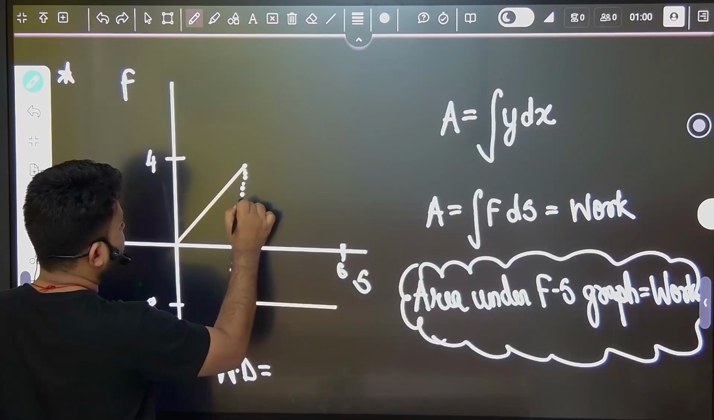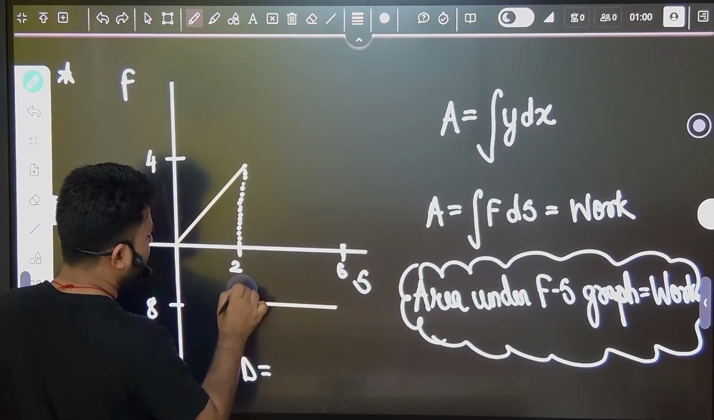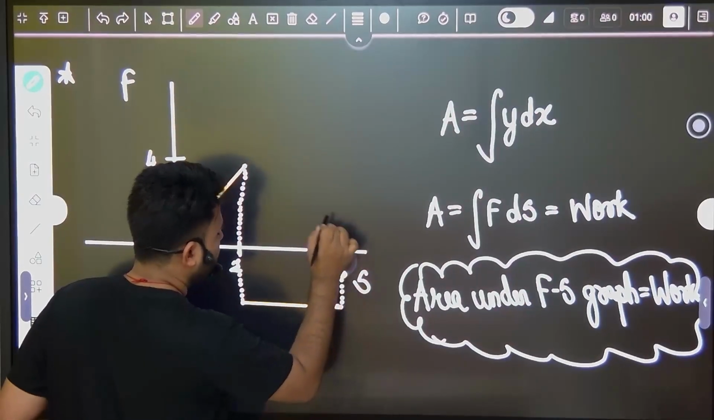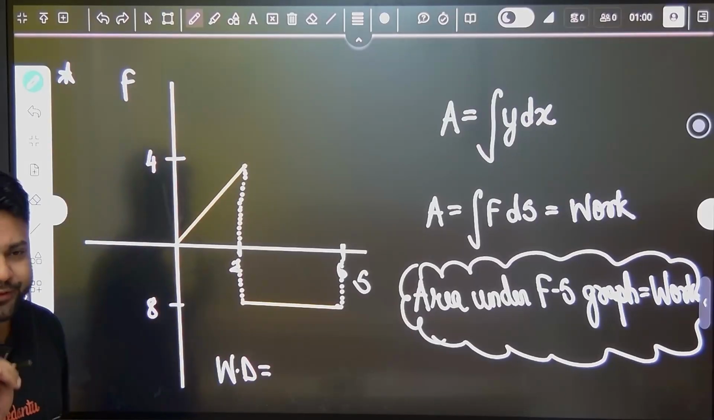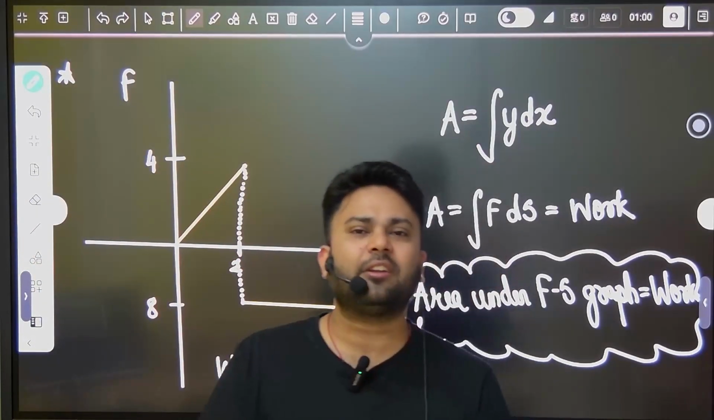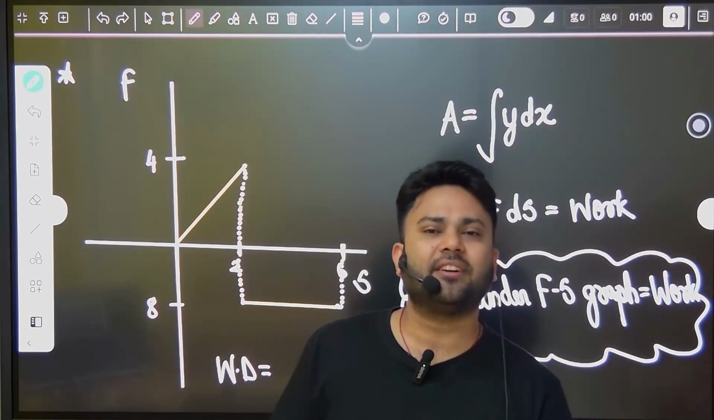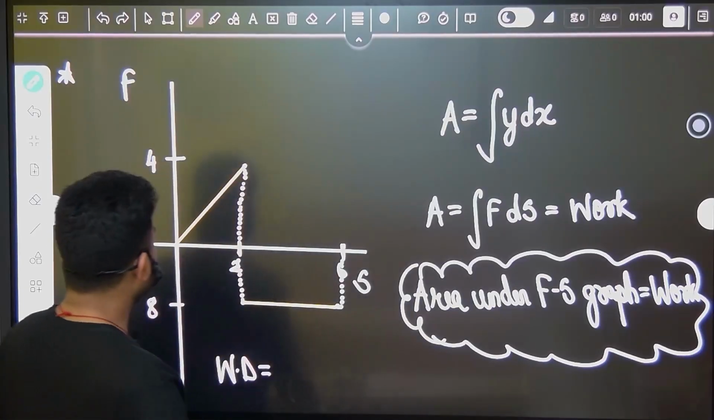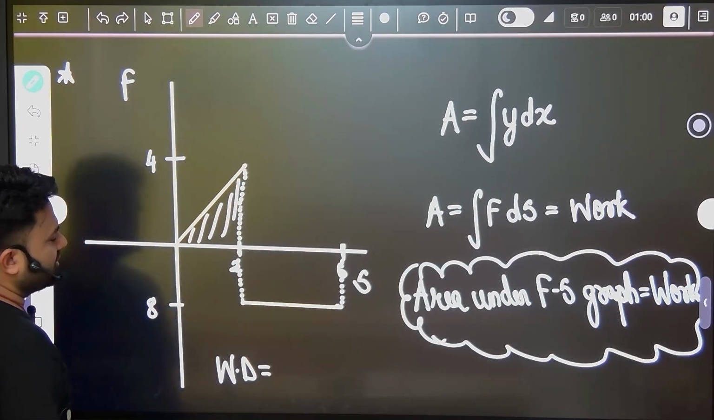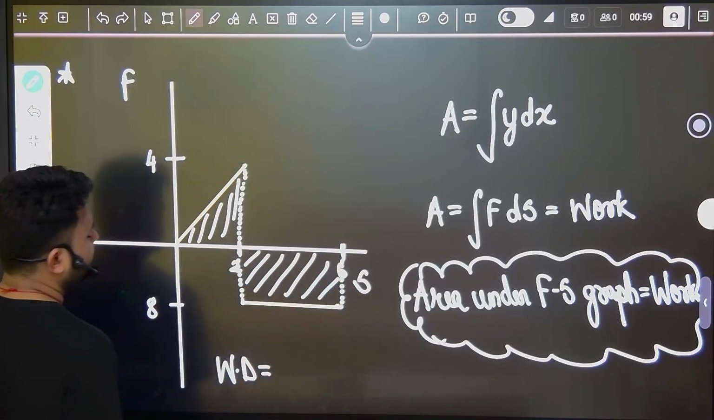So just we'll draw like this. Now one thing is very important. The area which is above the x-axis, we consider that positive, and the area which is below the x-axis, we consider that negative. Means this area will be considered positive, however this area will be considered negative.